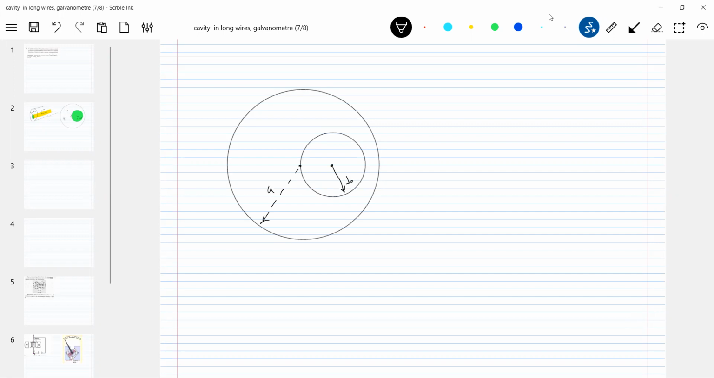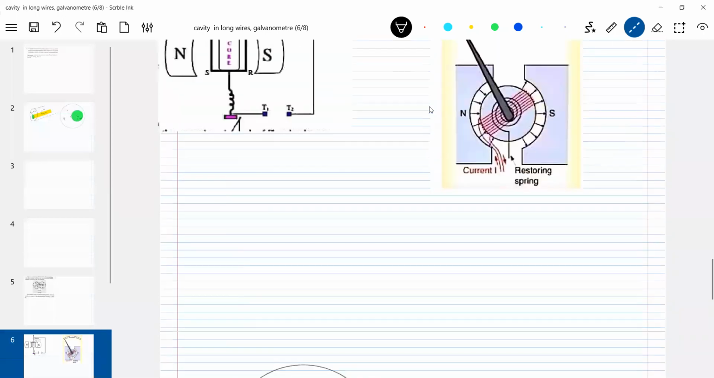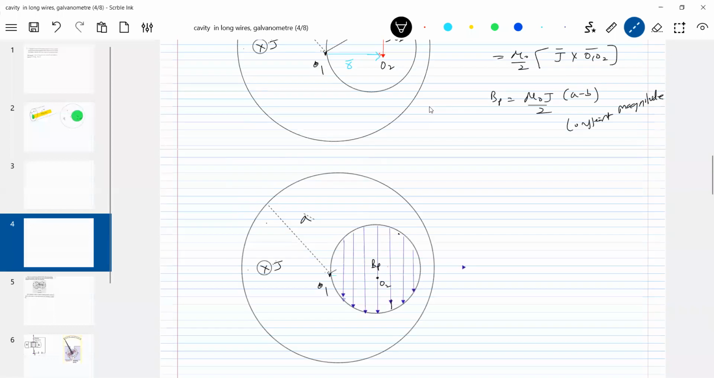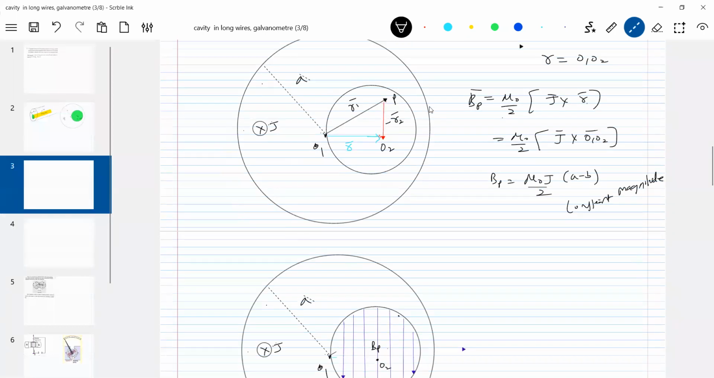This is B, this is A, sir, O1 and O2. So our point is now the field at a point somewhere here. The resultant direction should be B bar perpendicular to, look at that, J bar cross O1 O2. J bar is what? Along negative Z axis.